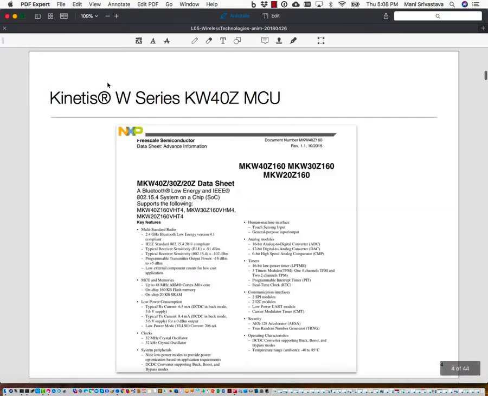So just looking at this thing a little bit more, what it says is multi-standard radio, 2.4 gigahertz, Bluetooth Low Energy, version 4.1 compliant, so reasonably decent. IEEE standard 802.15.4, 2011 compliant, and it gives some information about how sensitive the receiver is. So BLE minus 91 dBm, for 15.4 minus 102 dBm. What's the transmit output power? All the way up to 5 dBm. So that's one part of it.